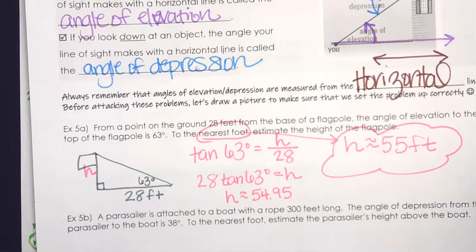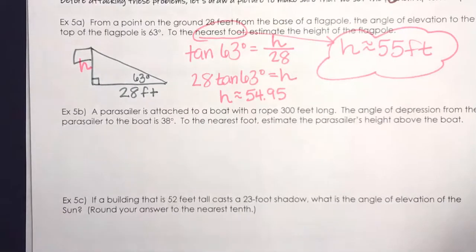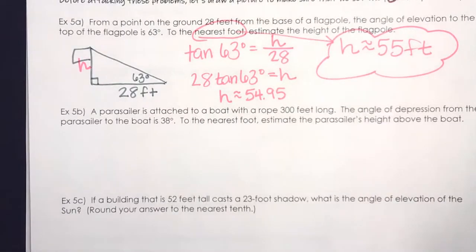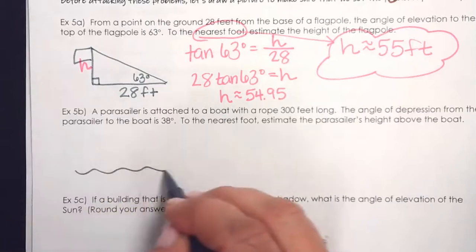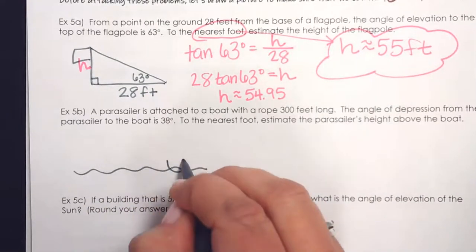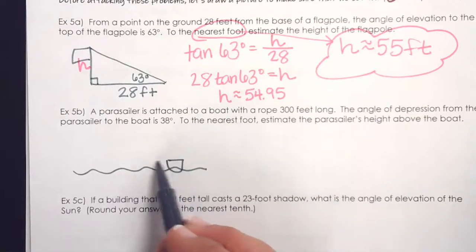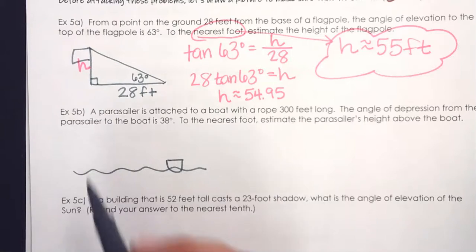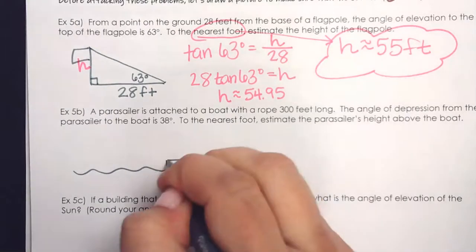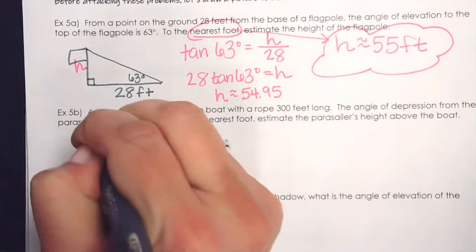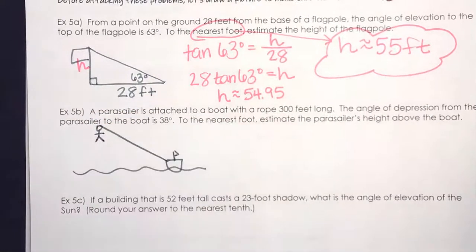Okay, next one. 5B, a parasailer is attached to a boat with a rope 300 feet long. Okay, so here's our boat in the water. And is the parasailer going to be next to the boat? A parasailer is going to end up being above the boat, right? Okay, so here's our boat. Here's our parasailer. Okay, that looks very scary. Okay, and the rope is 300 feet long.